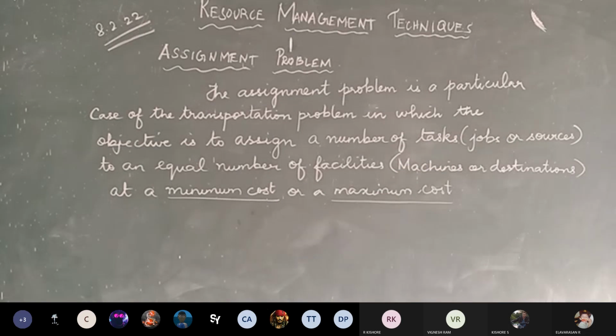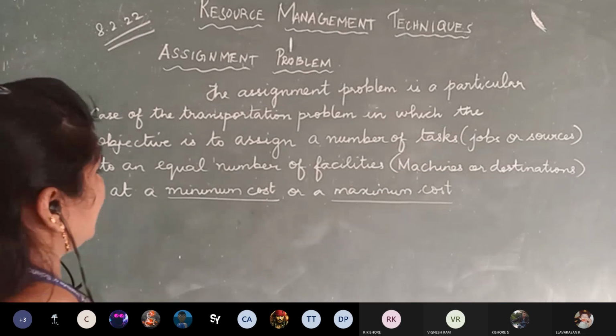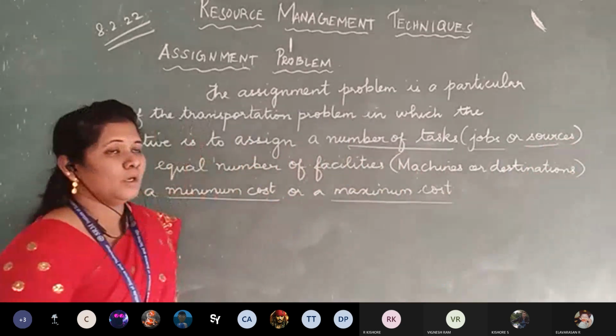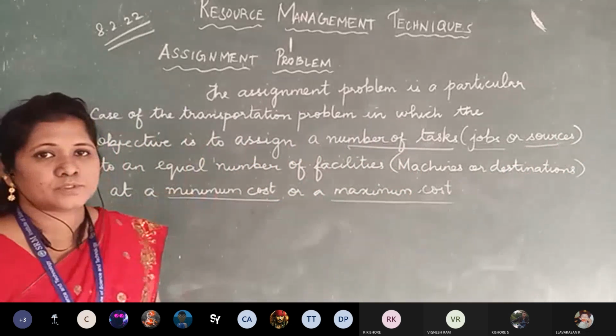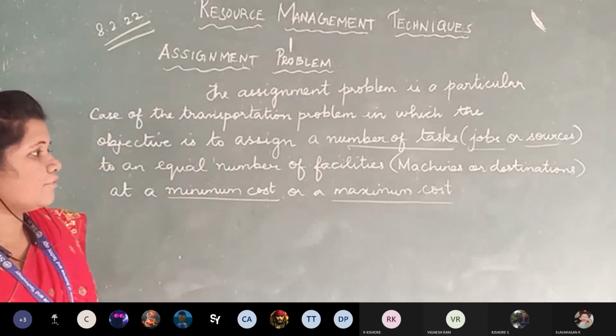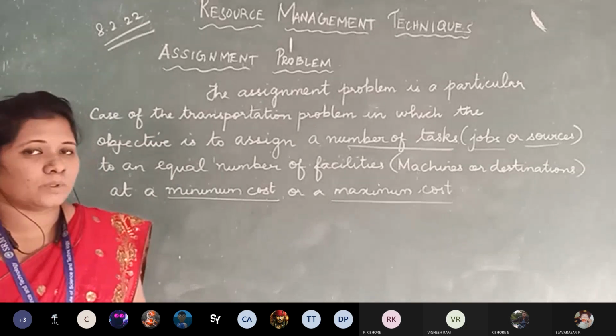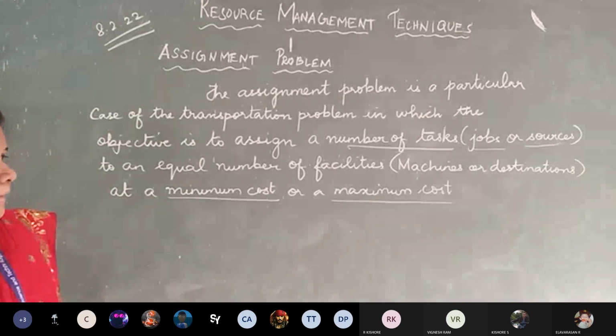If you finish writing, tell me so that we will go on to problems. So it is the number of tasks. This number of tasks can be asked if it is an MCQ. Task means jobs or sources, you should know that. And your facilities can be destinations, persons, anything.